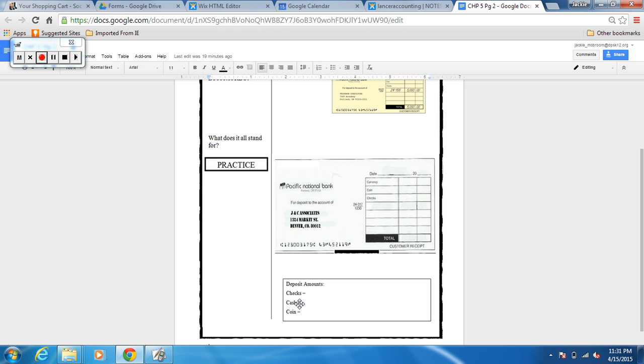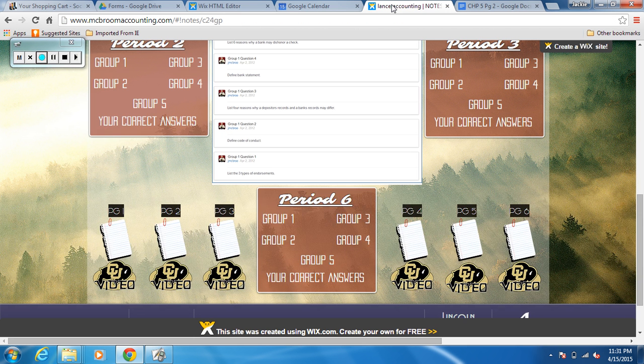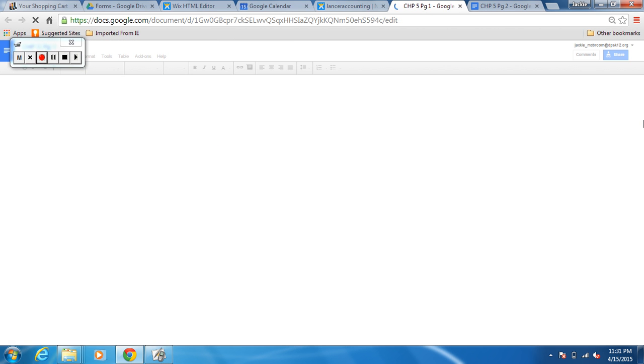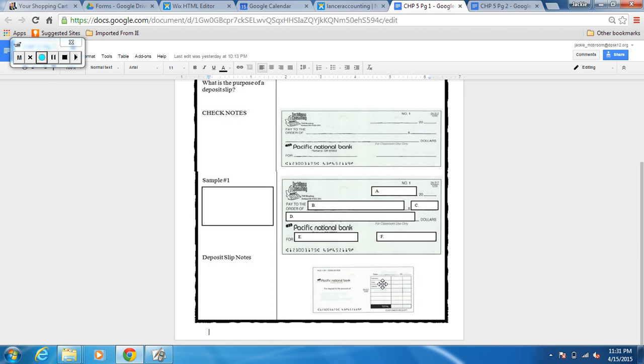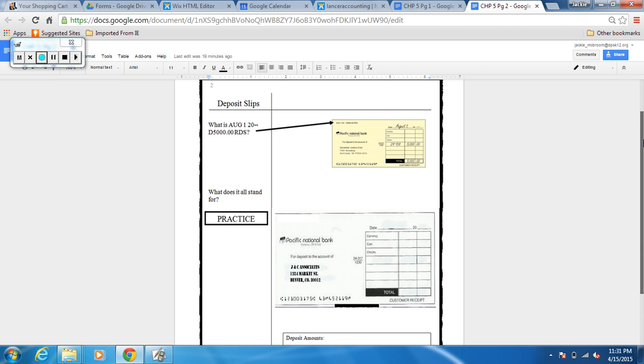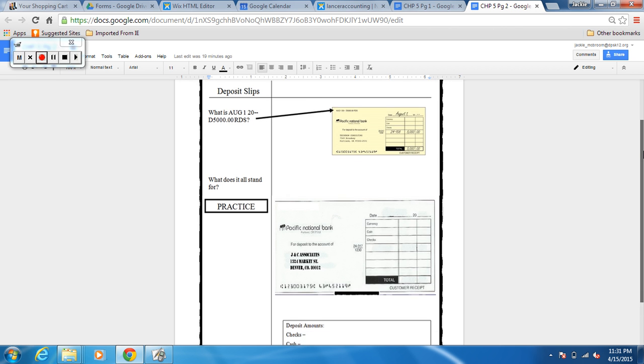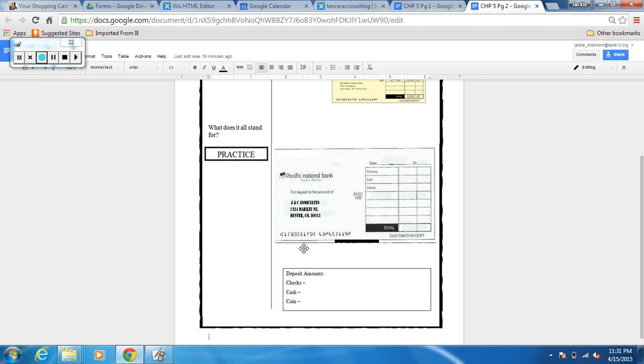So you have your checks, you have your cash, and you have your coin. I want you to write this information down here so that you understand how you filled out the deposit slip for the notes. Now using this information you see here, and also at the bottom of page 1, where we went over where everything goes, you can refer back to page 1 as well. You're going to use the entrance slip that we did today for deposit slips, and you're going to use this information to complete the deposit slip that you find here on page 2.